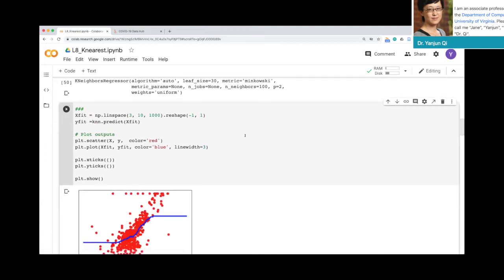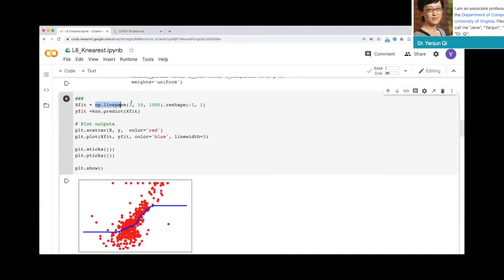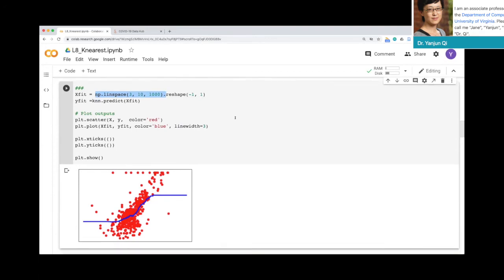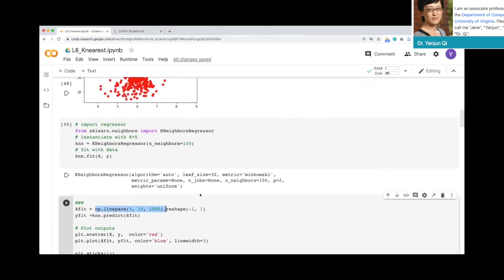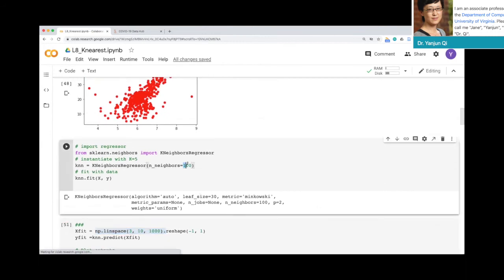All right, so now I'm using all of the possible x from a range of 3 to 10, and I'm trying to fit it. It's a pretty smooth line, and this is my regression prediction based on that feature input. So now let me change this to 5.